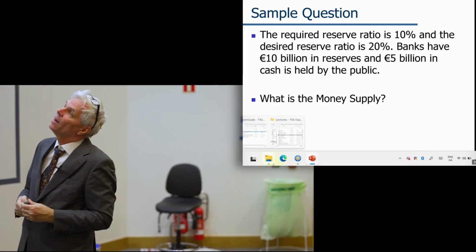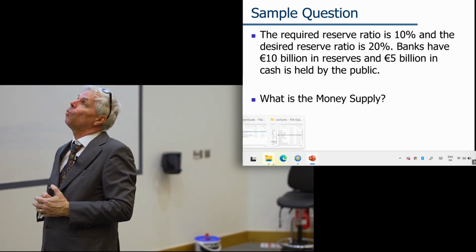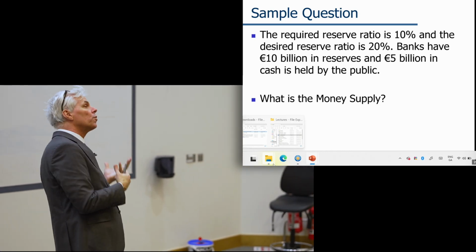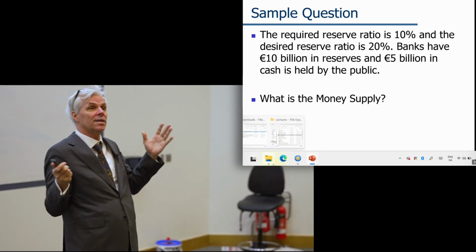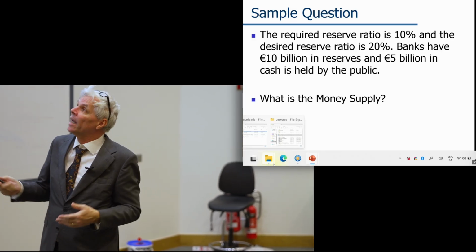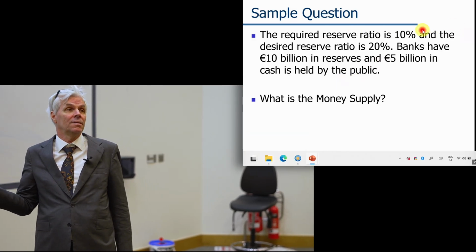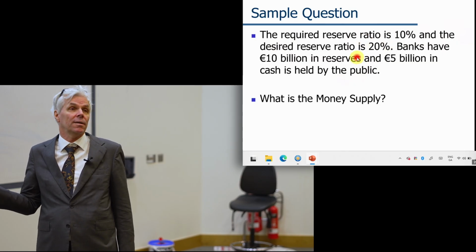And so we're told that the required reserve ratio is 10%, but banks want to hold 20%. Since they want to hold more than they're required to hold, they can do that. They can hold 100% if they want. No one's going to stop them. And so in this case, the 10% is absolutely irrelevant, and we can cross that off. It doesn't matter at all because banks are actually going to be holding 20%.